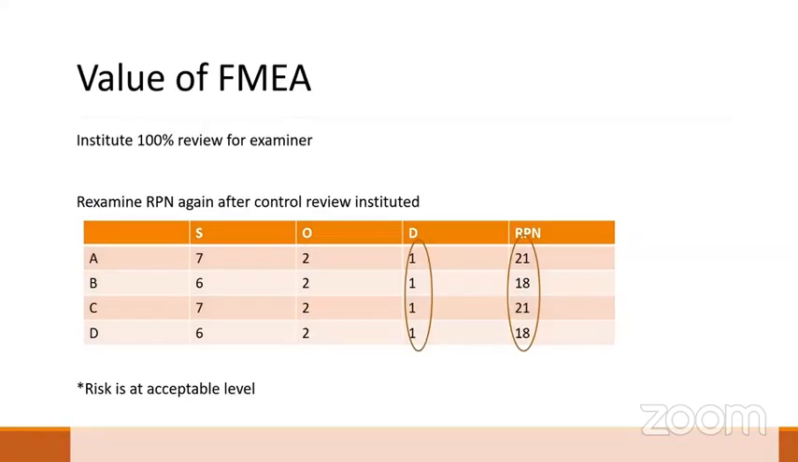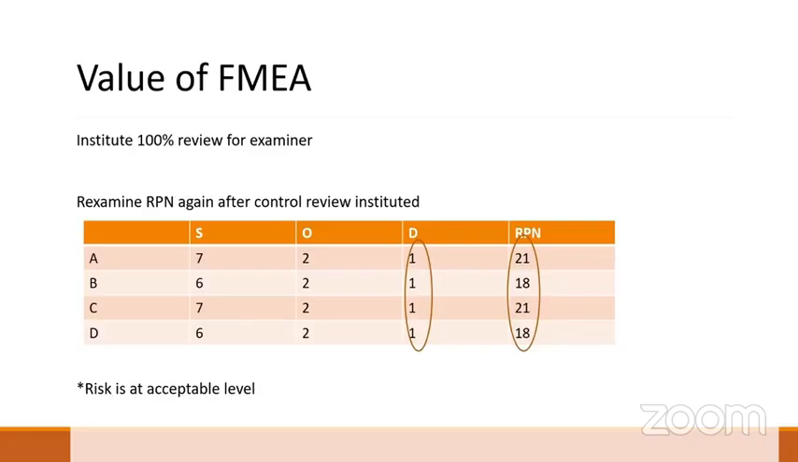So now let's take a look at the action that we can take in order to mitigate the risk to a level that's acceptable. The only factor that we can really change is detection. In this particular instance, we institute 100% review for the examiner. And as you can see, the RPN is significantly reduced to a level that's acceptable.